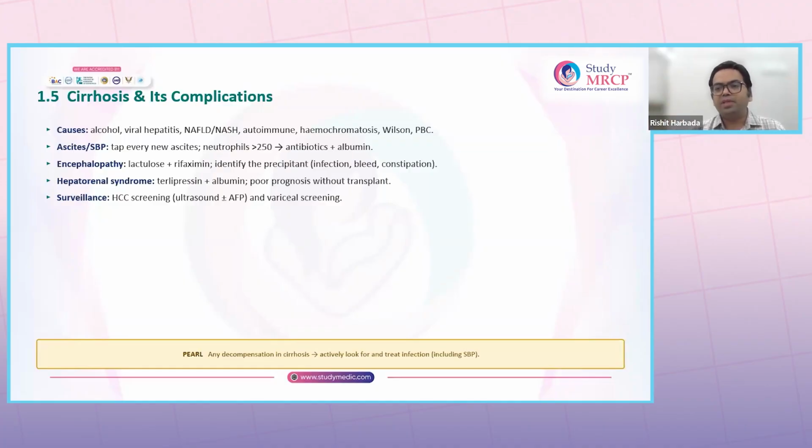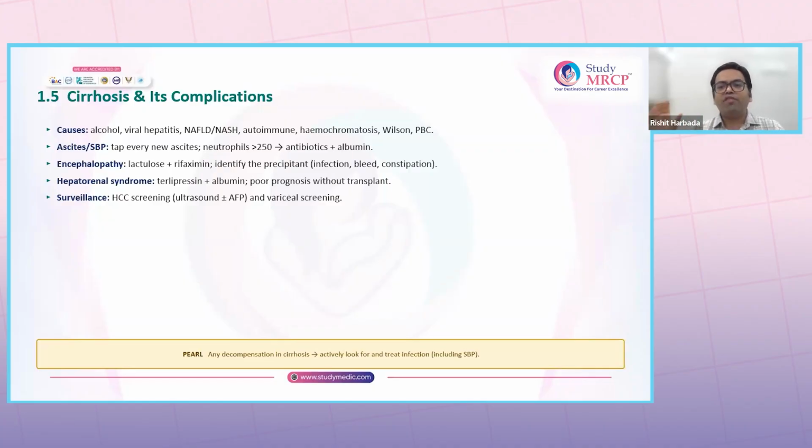To treat the precipitant, you give the patient lactulose. At least 2 to 3 soft stools should be passed per day, and rifaximin. Rifaximin is a local antibiotic which helps to reduce the risk of spontaneous bacterial peritonitis. The next is hepatorenal syndrome.